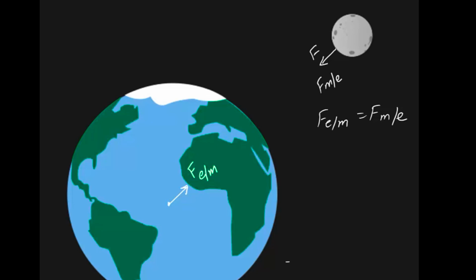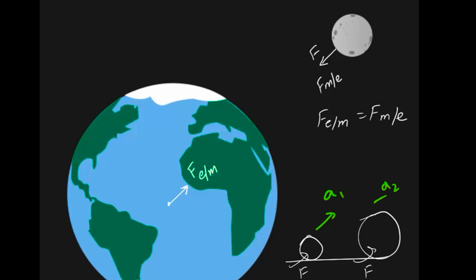Let's say I have a simple football and a big iron ball. Now if I kick both of them with the same force F, will you think both of them will go with the same acceleration A? Will A1 be equal to A2? The answer is no. A1 will be much larger than A2 because of the inertia of these two balls. So same force does not mean same effect.